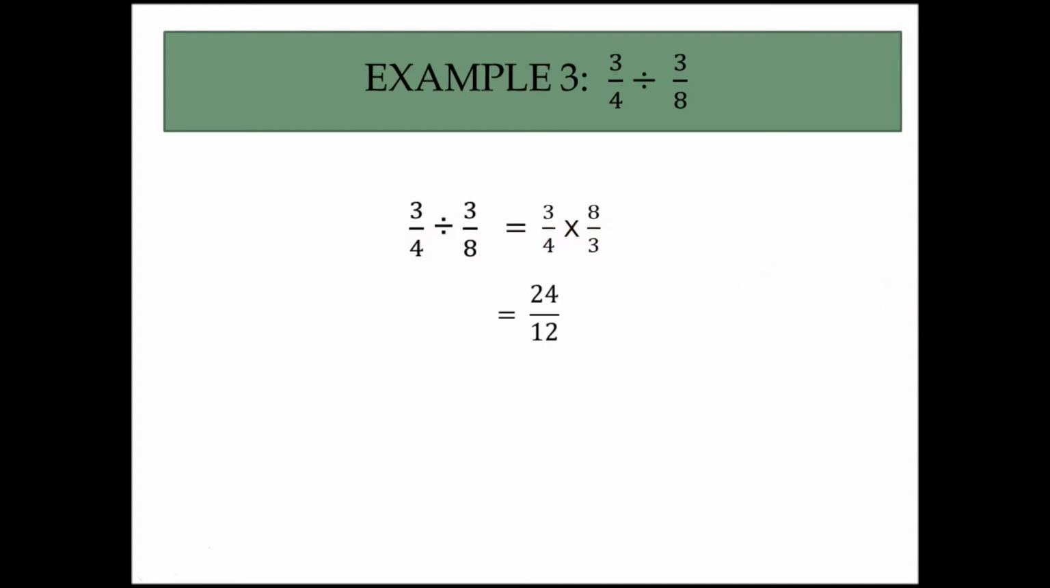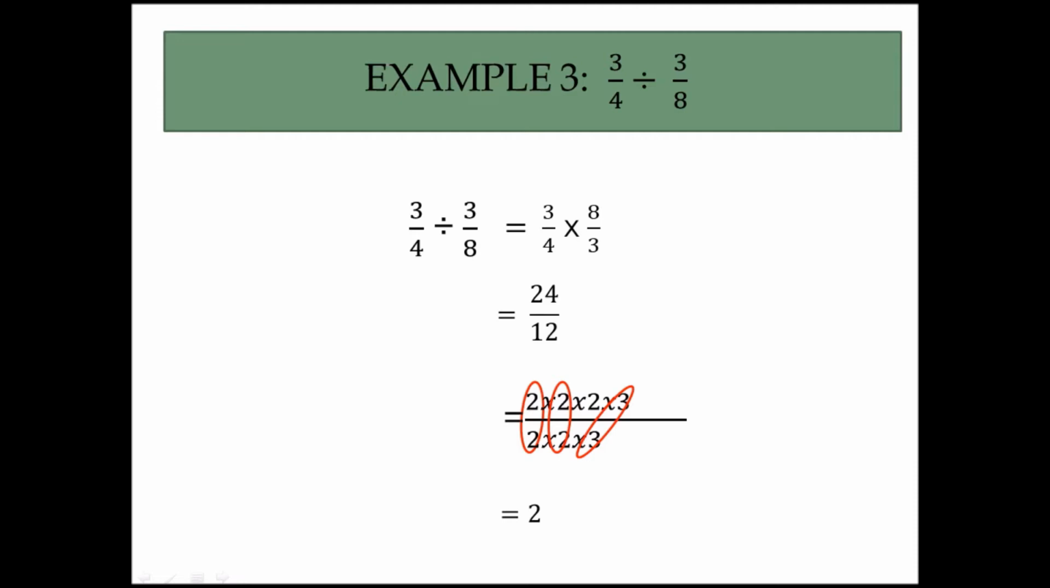So 3 times 8 is 24, 4 times 3 is 12. And again, we want to do prime factorization to see if we can simplify this further. I see a couple of groupings right here. So that's one right there. There's another one. And there's another one. So the final answer comes out to 2 because only this 2 right here is the one by itself.